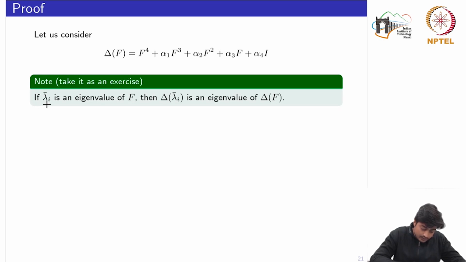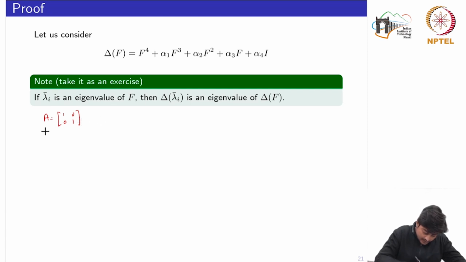So if lambda I bar is an eigenvalue of this matrix F, then delta of lambda I bar is an eigenvalue of this matrix. So this you can take as an exercise for a generic n-dimensional system, but we can see through one example how this statement is true. Say for example, we take A as an identity matrix. If A is an identity matrix, then we know that the system is an unstable system.